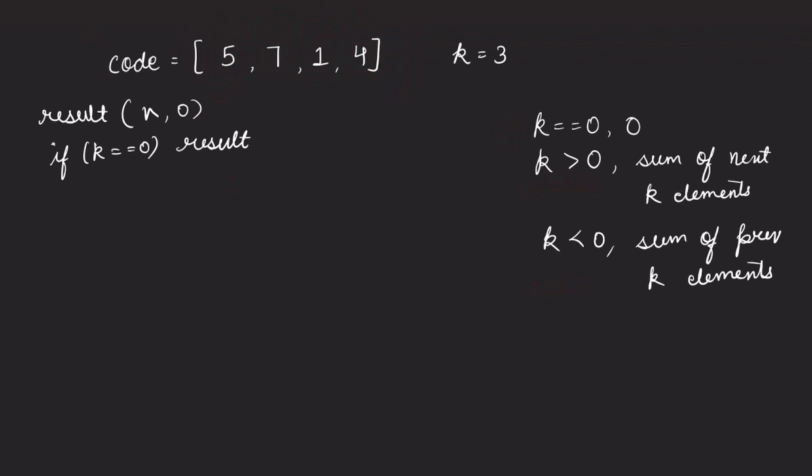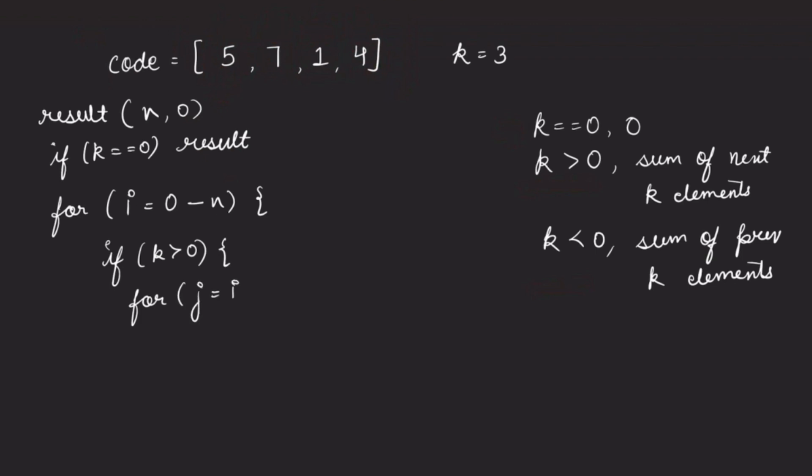Now, you will find out the sum of next or previous k elements for all the elements. So, you will run a for loop of i starting from 0 till n, right? Now, inside this, what will you do? You will check if your k is greater than 0. Then that means k is positive, so we need to find out the sum of next k elements. So, your loop will start from i plus 1 and it will go till i plus 1 plus k, because we need to find the sum of k elements. So, this will be less than, not less than or equal to.